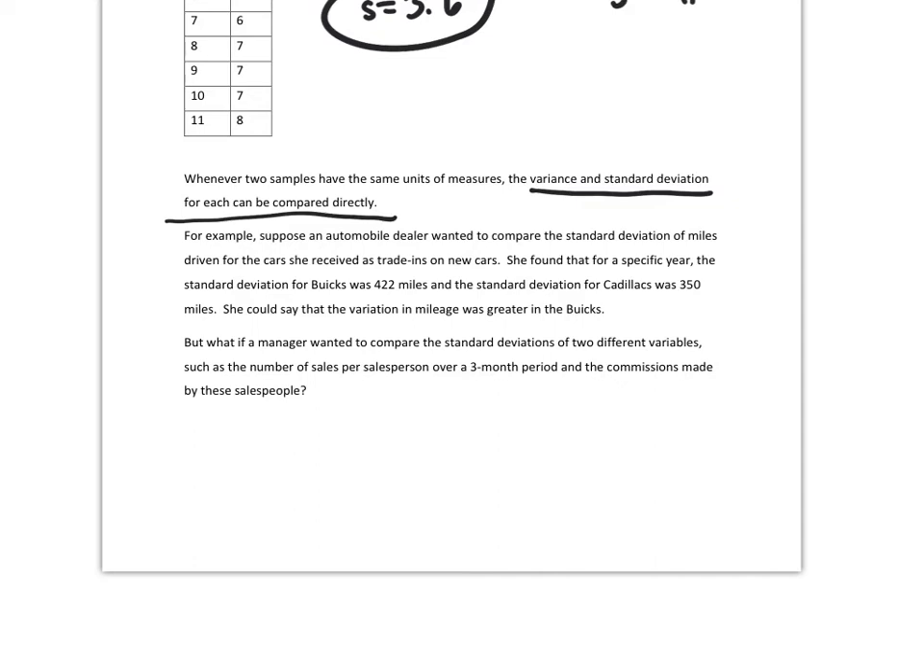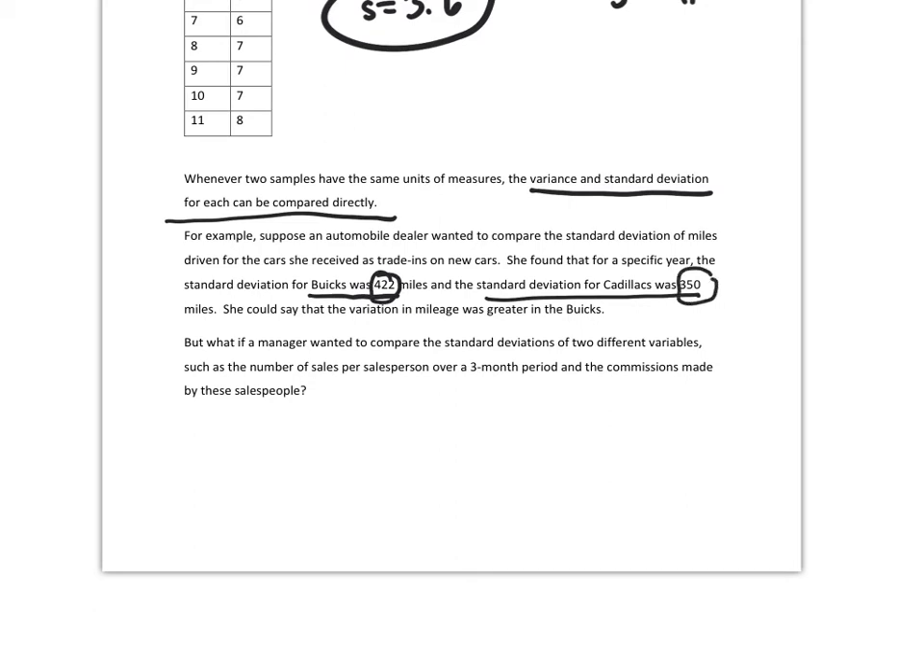Suppose an automobile dealer wanted to compare the standard deviation of miles for trade-in cars for a specific year. Standard deviation for Buicks was 422. Standard deviation for Cadillacs was 350. So we could say that the variation in mileage was greater for the Buicks because 422 is greater than 350.